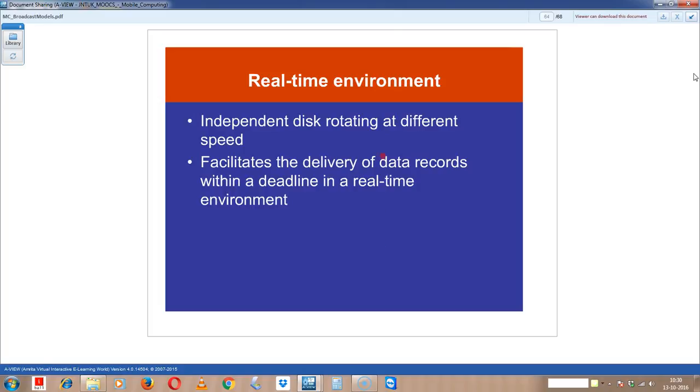So see, the motive behind this topic is that it is telling that in real time, the delivery of data should be within some deadline. There should be a particular time period in which the delivery of data record should be done. So the speed at which the disk is rotating is inversely proportional to the time taken by each record. So independent disks are rotating at different speeds. So this is facilitating the delivery of data within a deadline in a real-time environment.